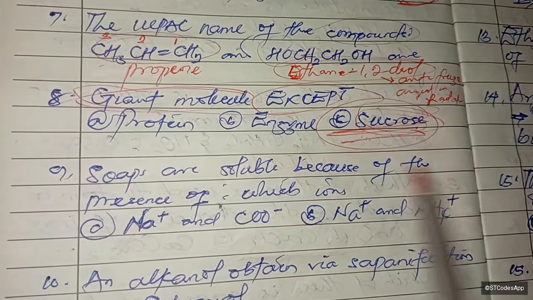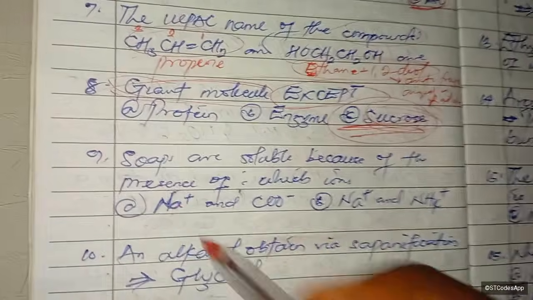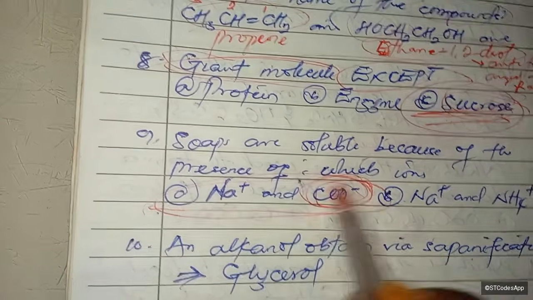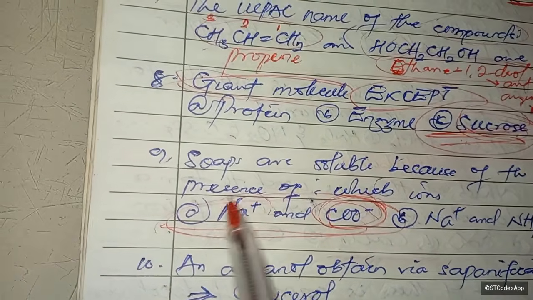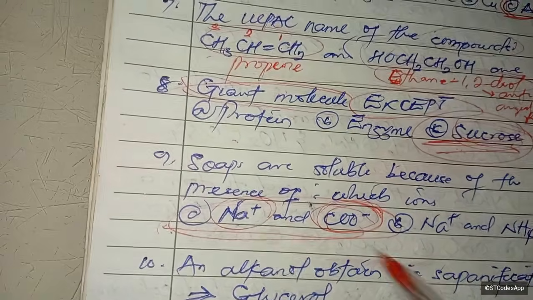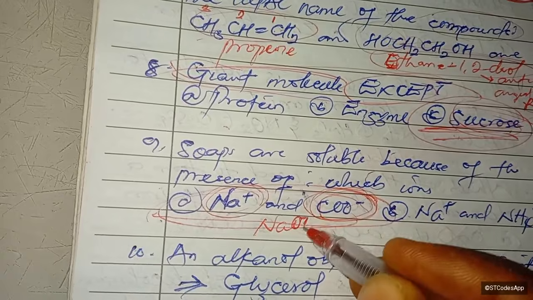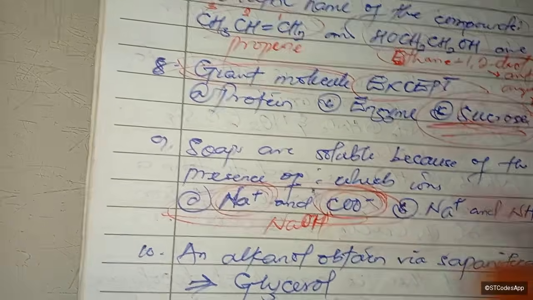Soaps are soluble because of the presence of which ions? The sodium and COO-. This is what is contributed by the fatty acid backbone. Then this one is from the soda lye, NaOH, caustic soda that is used in the process. So that's the answer, not this. Exactly.